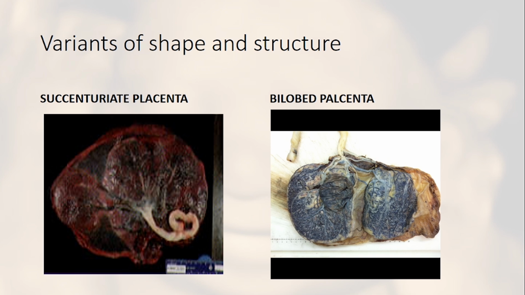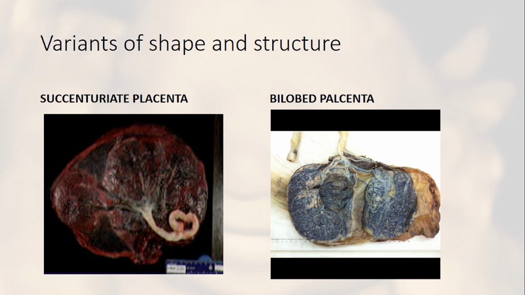So you could have a subcenturiate placenta in which there's an accessory lobe. There's a main lobe and there's an accessory lobe. In this one, this is the main lobe, and then there's an accessory lobe here. Sometimes when these occur, it can give rise to retained placenta because the main lobe is delivered while the accessory lobe is left inside.